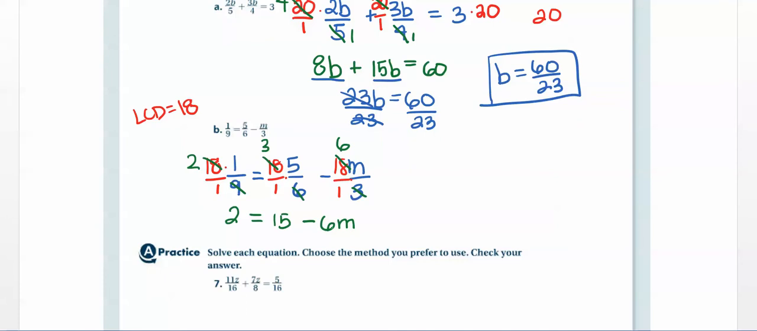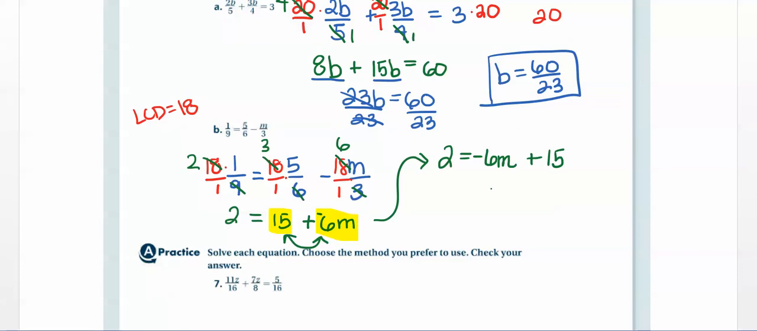Okay, this is one of those weird ones that's backwards from what you might be used to. Remember, you can't switch things around if they're subtracting, but you can if they're adding. So let's change this to adding. Yes, we can do that, as long as we're adding a negative 6m. So then you can take this 15 and this negative 6m, and you can swap them so that you get 2 equals negative 6m plus 15.